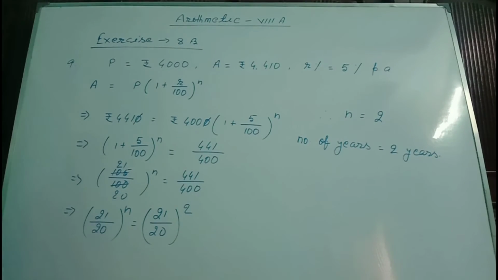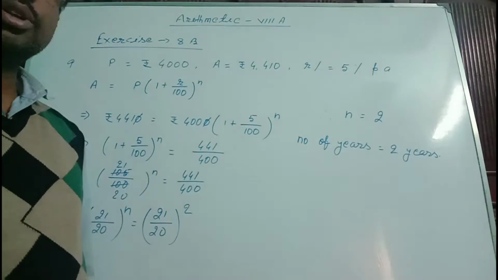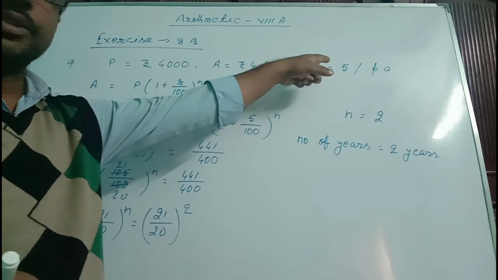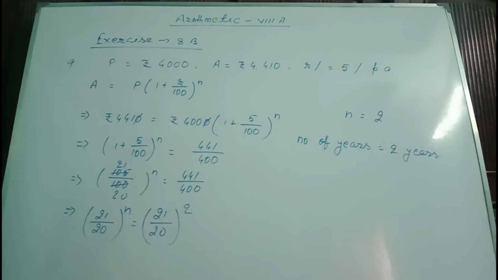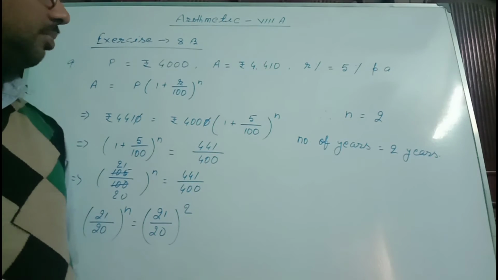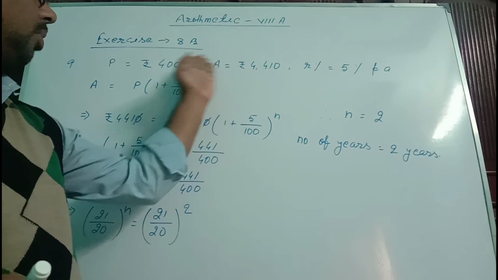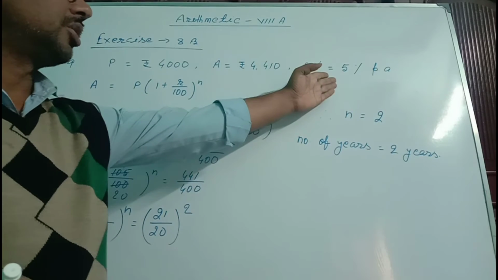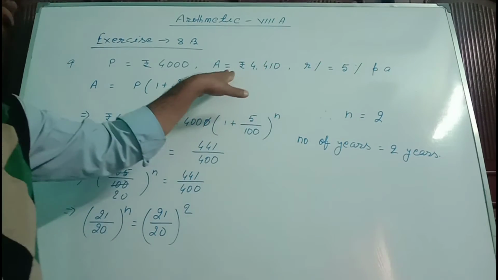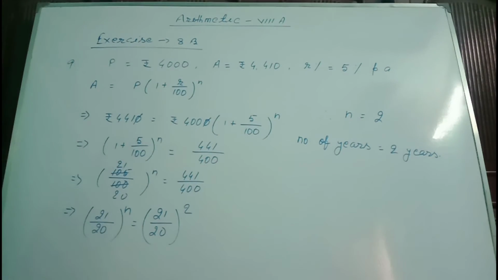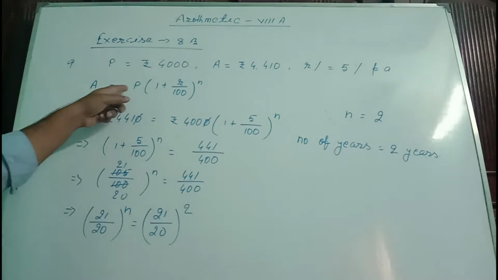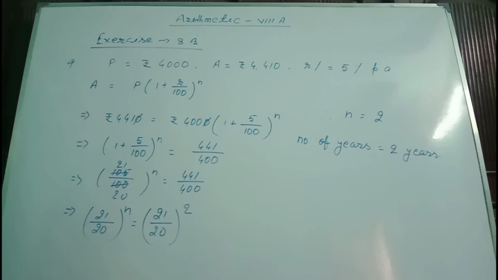In question number 9, principal is given rupees 4,000, amount is given 4,410, and rate of interest is given 5% per annum. We are asked to find out the number of years, meaning this much amount for this much principal with this much rate of interest, in how many years this will be the amount. So we know the formula A equal to P into 1 plus R by 100 to the power n.